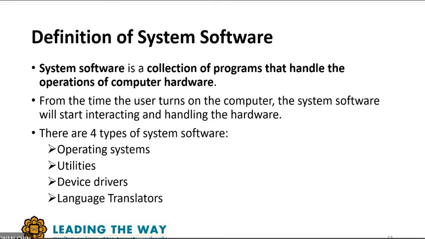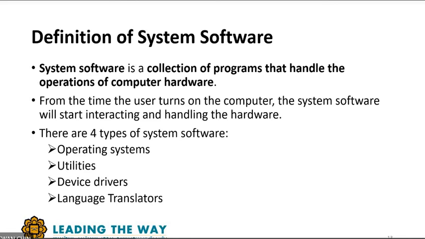Definition of the system software. So basically, system software is a collection of programs that handle the operating of the hardware. So you remember gambar yang first ada user, ada application software, ada operating system, then we have the hardware. So from the time the user turns on the computer, the system software will start interacting and handling the hardware. So bila kita turn on our computer ke laptop, your phone, apa yang korang nampak dulu ialah lambang operating system. That's the common thing. Sebelum korang nampak Word semua tu, korang nampak operating system dulu, bila korang turn on your devices.